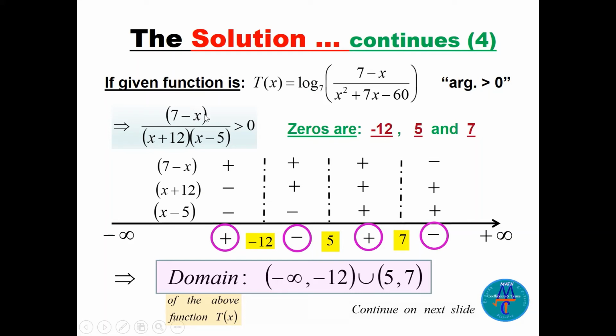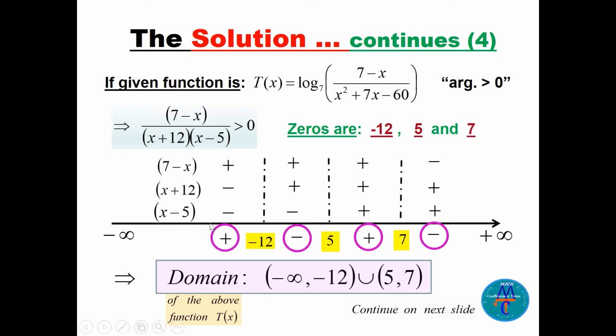So now I take this factor here, 7 minus x. I include that in the zeros here. So 7 is one of the zeros. It will make it 0. Here 5, it will make it 0. And here minus 12. And I also included 7 minus x. You see, there is no absolute value. So it is not always positive.